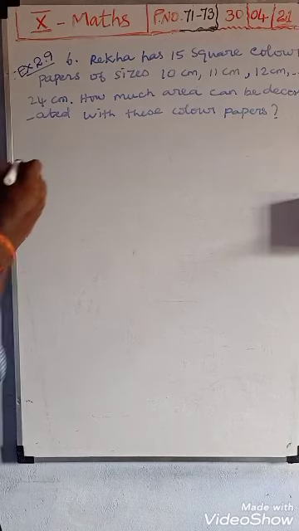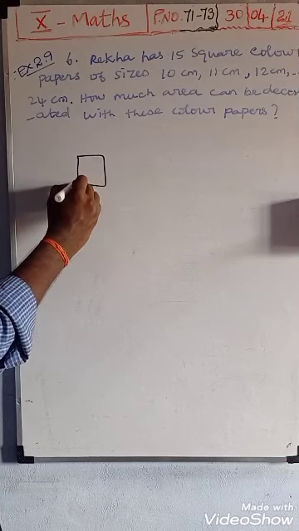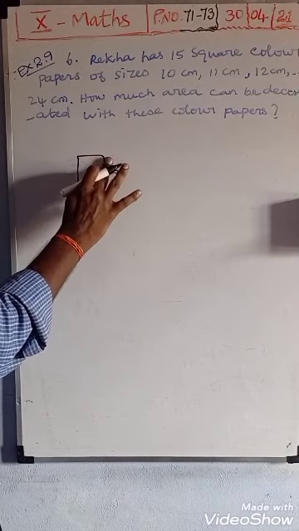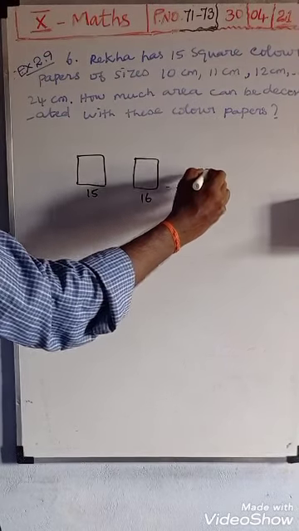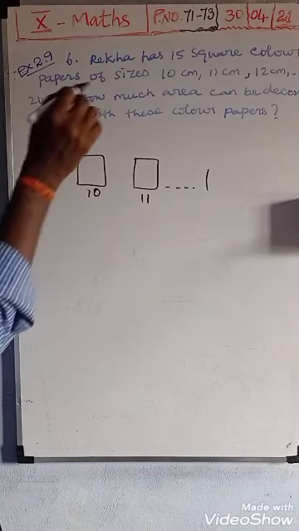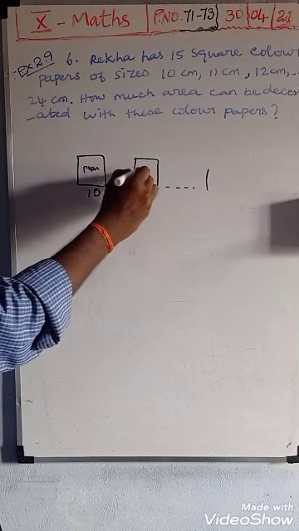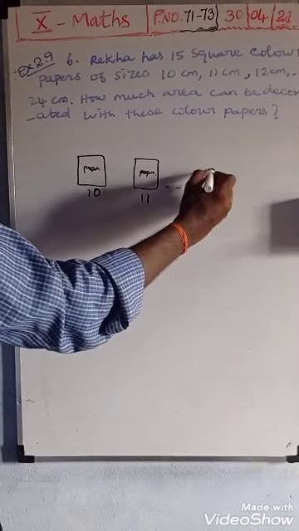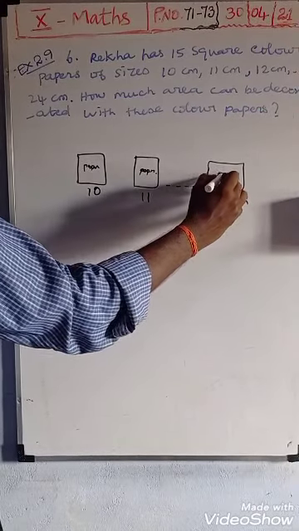First she keeps a square color paper like this. All sides of a square are equal. The first square has side 10, the next is 11, and like that it goes on. So she keeps 15 square color papers. This paper's side is 10, this paper's side is 11, up to etc. The last paper's side is 24 centimeter. This is one of the papers.